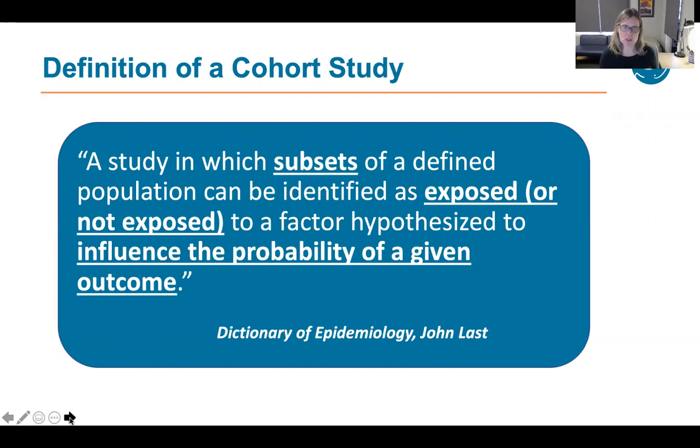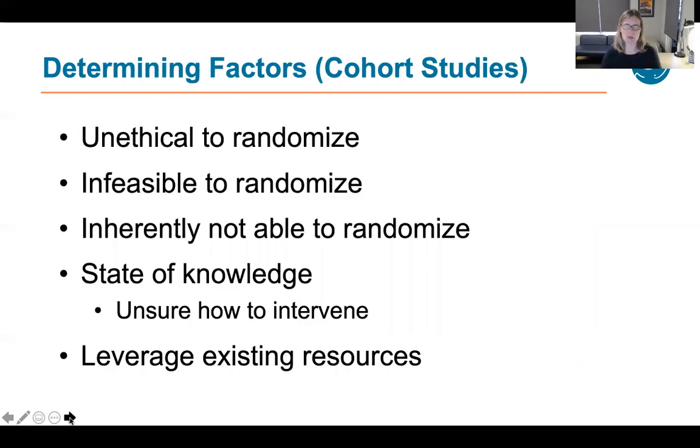So this is the definition of a cohort study. It's a study in which subsets of a defined population can be identified as exposed or unexposed to a factor that's hypothesized to influence the probability of a given outcome. That's very theoretical, so I'm hoping that through a few examples, I can give you a good sense of what this looks like.